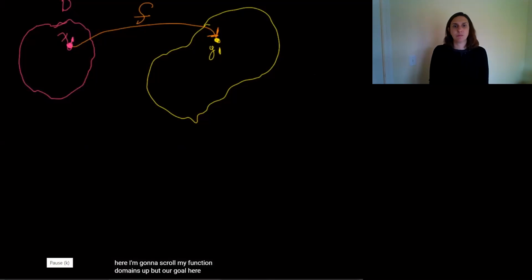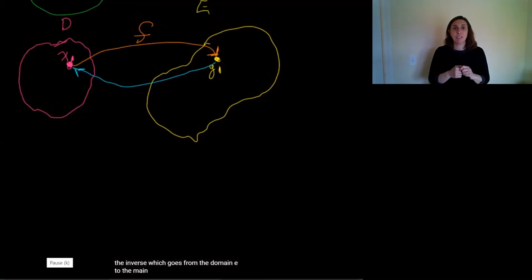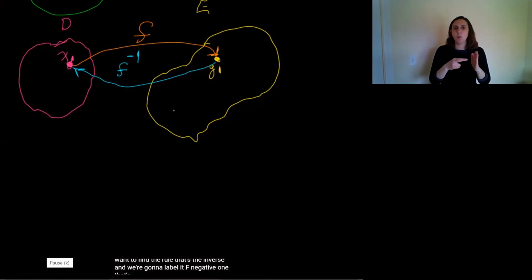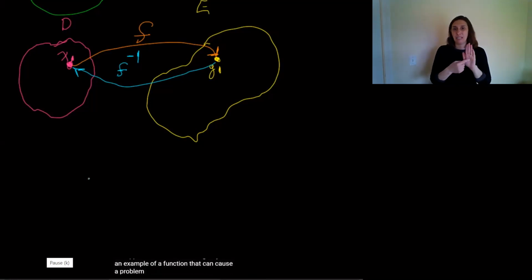But our goal here is to make the inverse, which goes from the domain E to the domain D. And so we want to find the rule that's the inverse, and we're going to label it F negative 1. That's how we talk about the inverse. So we're looking for the rule that goes in the opposite direction. Now, I'll give you an example of a function that can cause a problem for us and a thing that we want to hunt for.